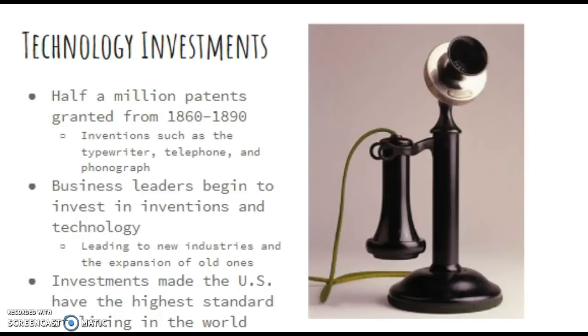Technological investments. So 500,000 patents were granted from 1860 to 1890. Now, previously, so from 1790 to 1860, there had been only 36,000 patents. So this was a huge improvement. We go from 36,000 to 500,000. What are patents? Patents are just licenses that give an inventor the exclusive right to make, use, or sell an invention for a set period of time. Some of the inventions that we saw through 1860 to 1890 were the invention of the typewriter, the telephone, and the phonograph.